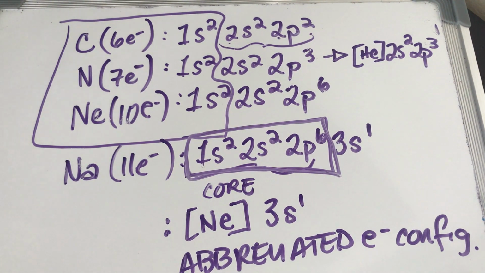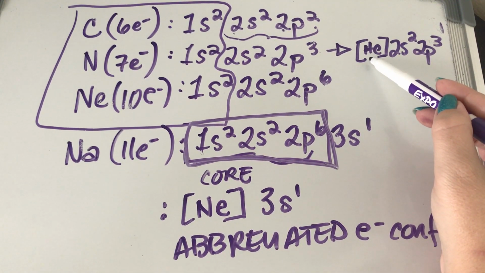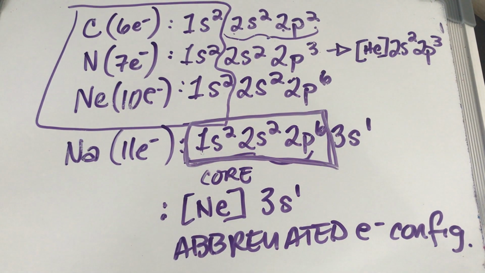Why couldn't that one have been helium? Why couldn't which one be helium? That one that you just did. Nitrogen? Yeah. It is helium. Okay, yeah, that's helium. That's neon. So the abbreviated configurations will always reference the noble gases? Correct. So we call all of the core electrons the noble gas from the previous row.